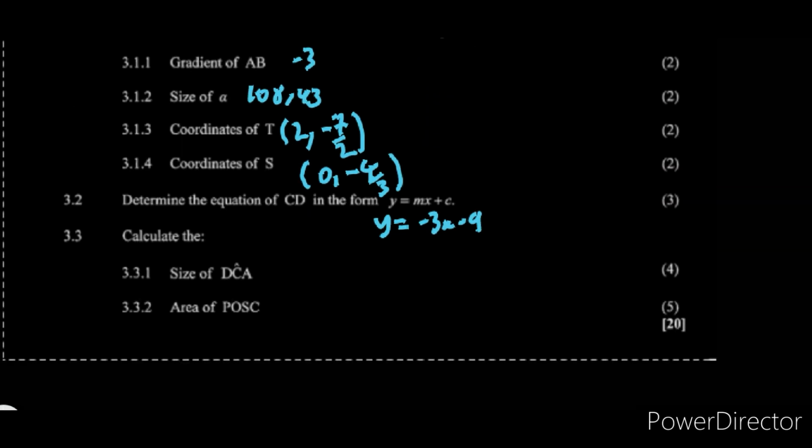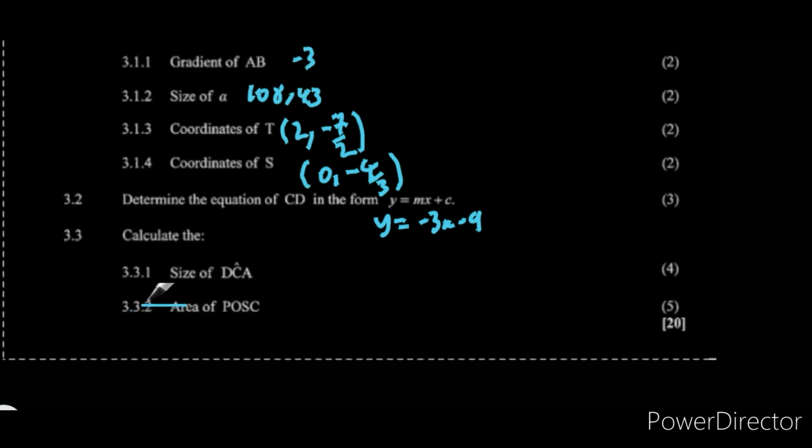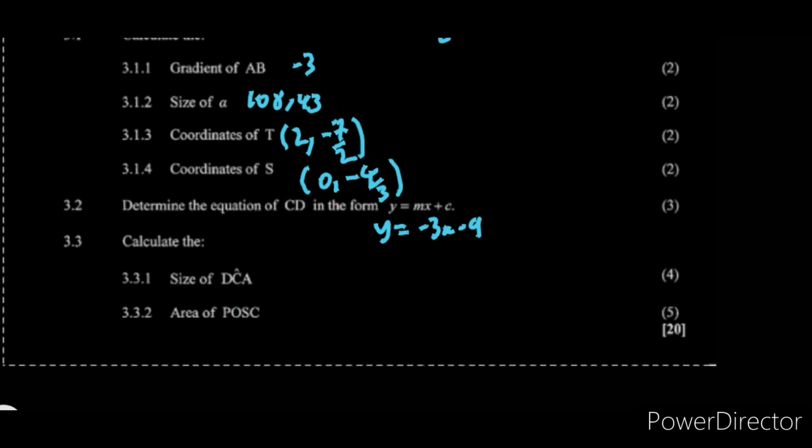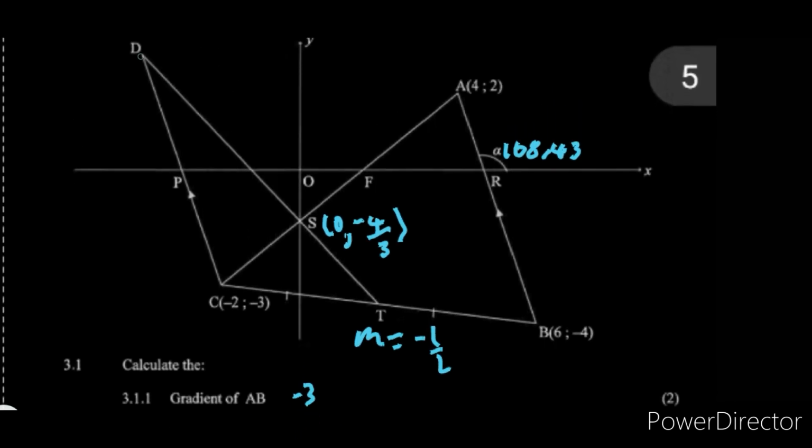Alright, so the next question says calculate the size of DCA. So where is DCA? D, C, and A. So they're asking for this angle, and to find that, it is really not difficult. Trust me, it's very easy. It might look difficult, but it is very easy.